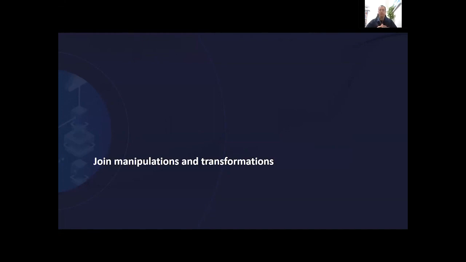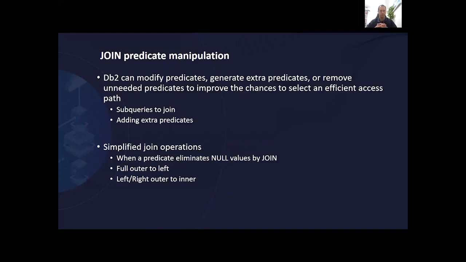The last section of my slide deck is about join manipulations and transformations. Now, DB2, as I said, is evolving. So in some cases, it can do some optimizations and some transformations on its own. In some cases, you may help and even provide the alternate technique on your own rather than relying on DB2 doing that. So what can DB2 do? DB2 can modify predicates. It can add some extra predicates or even remove some. It can transform subqueries to joins. It can add extra predicates.